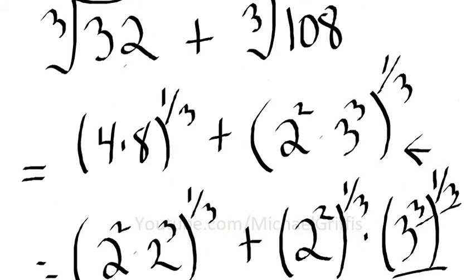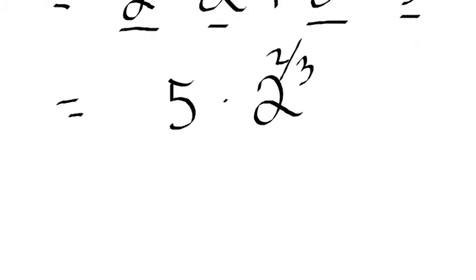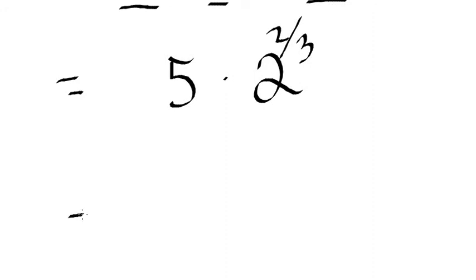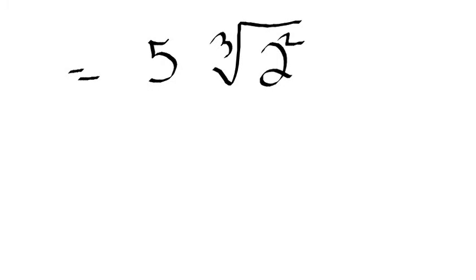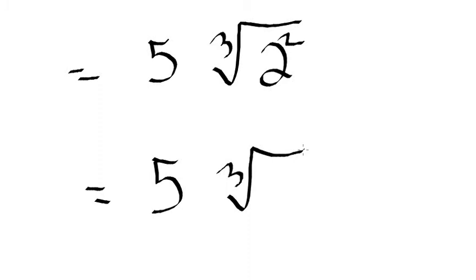Now we started in radical form up here. We need to probably end in radical form. So this can be written as 3 roots of 2 squared, which can actually be written as 5 times 3 roots of 4.